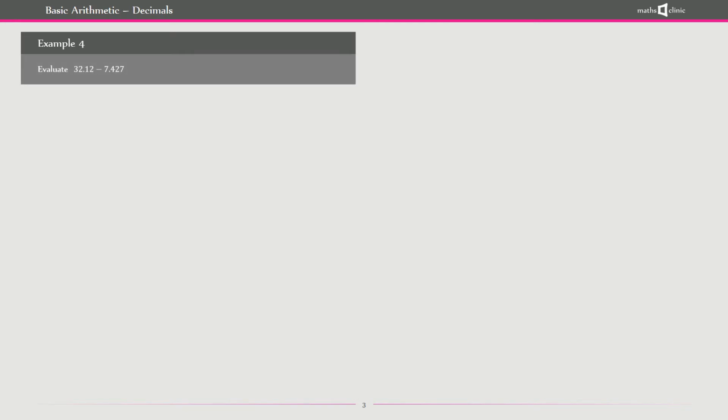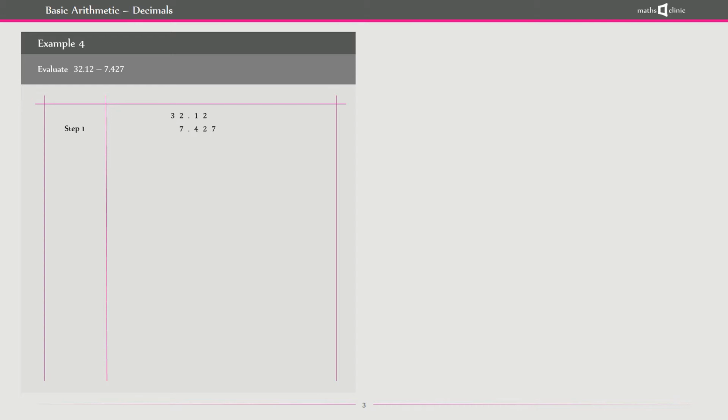Example 4. Okay, example 4 says evaluate 32.12 minus 7.427. Okay, now we're subtracting decimals, and subtracting decimals is actually very similar to adding decimals. You follow the same simple rule. Just ensure that the decimal points are aligned. Okay, that's pretty much it. Once the decimal points are aligned, you can pretty much just subtract or add them like you would a regular number. Remember that any place where you feel a number should be, you just put a 0 there.